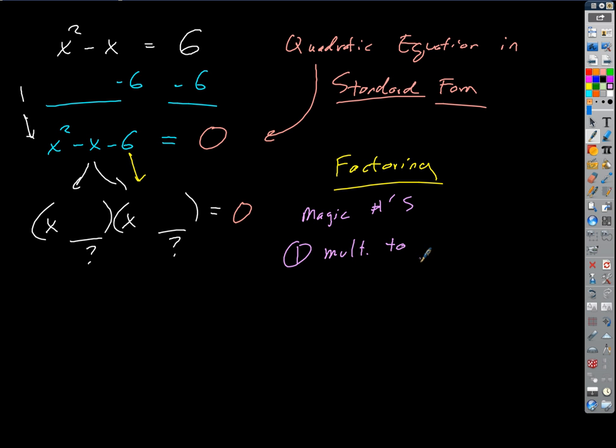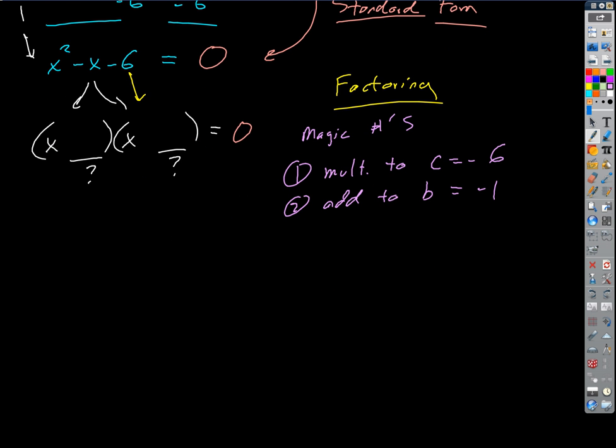Multiply to the constant. Okay, in this case it's -6. And they have to add to b, which in this case is -1. So what numbers multiply to -6 and add to -1? Now let's think about this in terms of the signs. Here are going to be our magic numbers, the choices: magic number 1 and magic number 2.